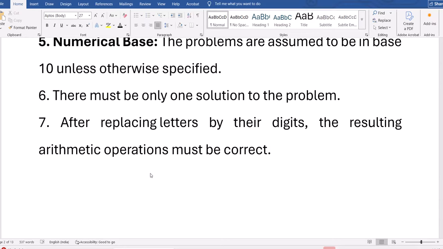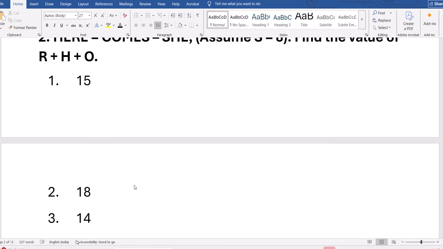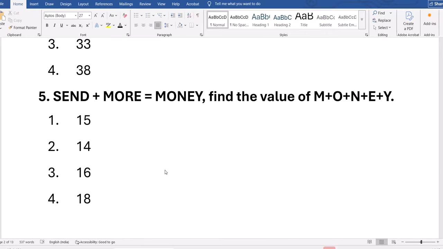For example, I'll show you the question, then you may understand. SEND plus MORE equals MONEY. Then what is the M value? They may ask you simply what is the M value, what is the N value, or M plus O plus N plus E plus Y, or N plus E. Any of those letter values they can ask you. You have to do the addition. Each letter represents one value from 0 to 9.